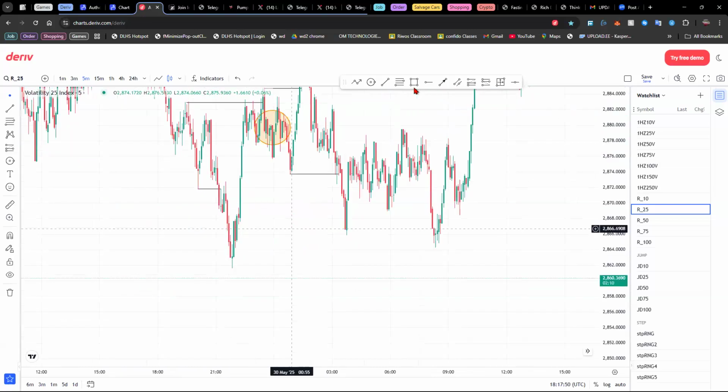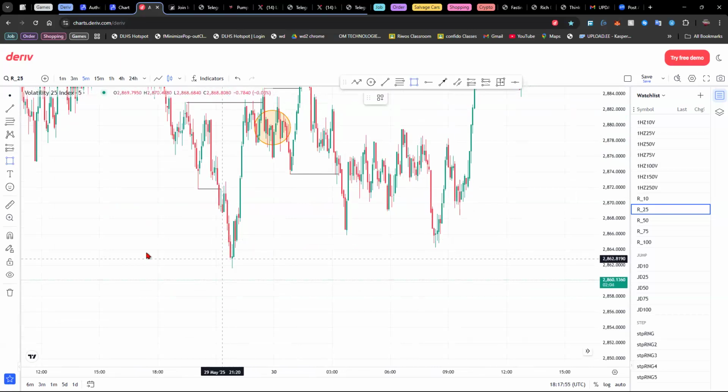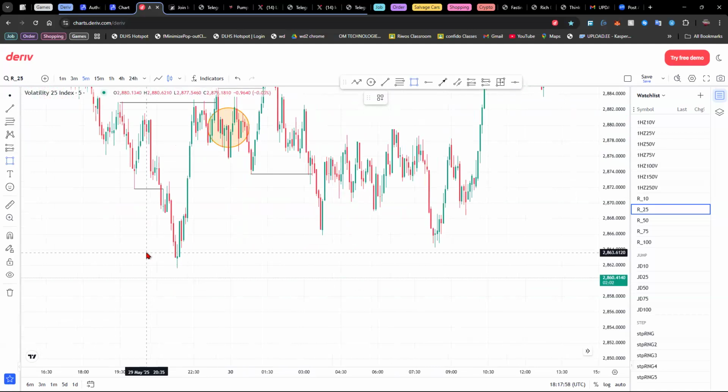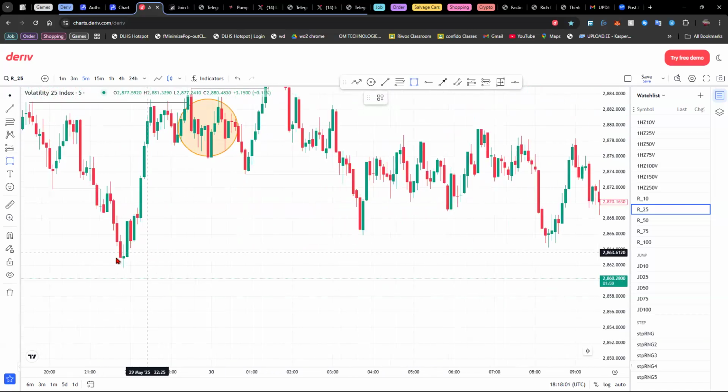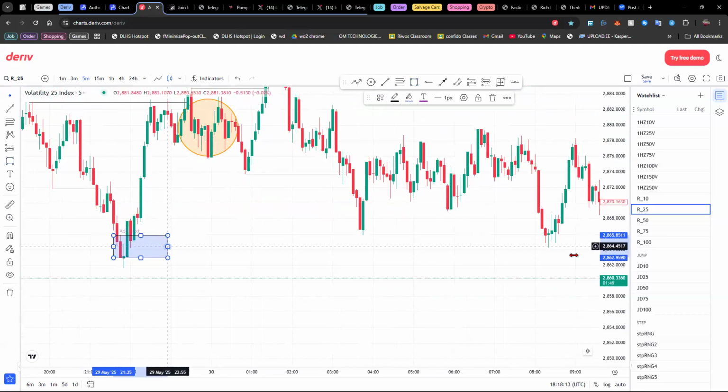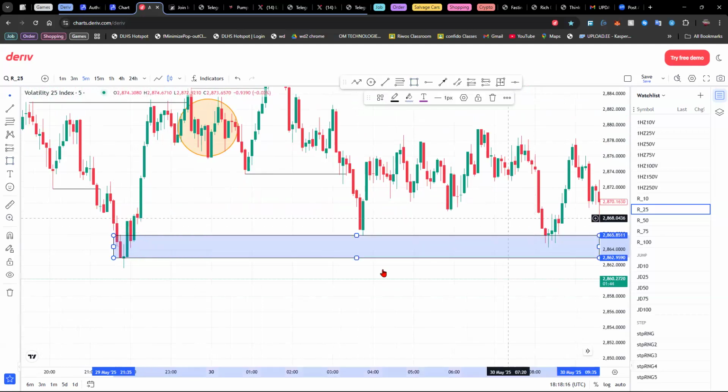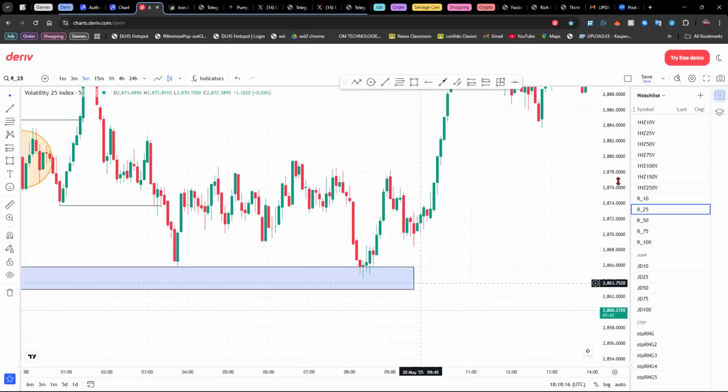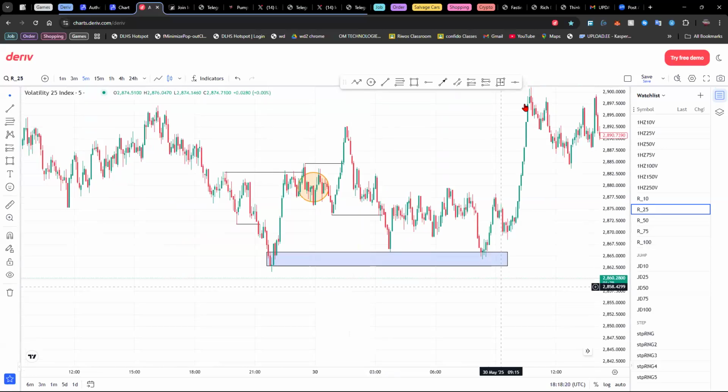All that is left for you now is to mark out your demand zone, since it's a buy. Your demand zone is basically your last bearish candle before a sudden bullish move. So in this case, this red candle here before the sudden buy is our demand zone. You draw it out and wait for price to get there, and just like magic, see, it bought all the way.